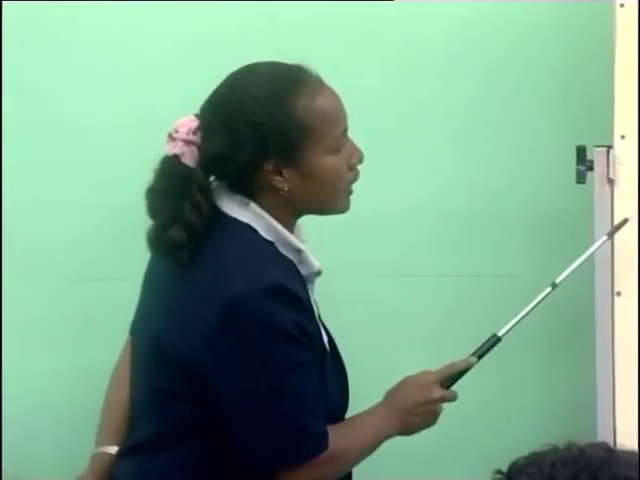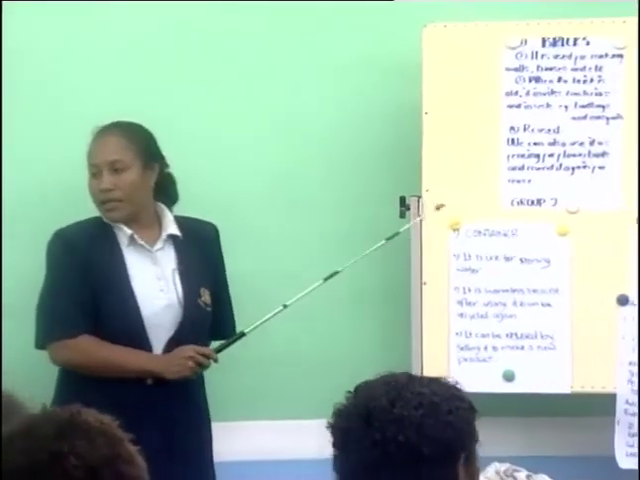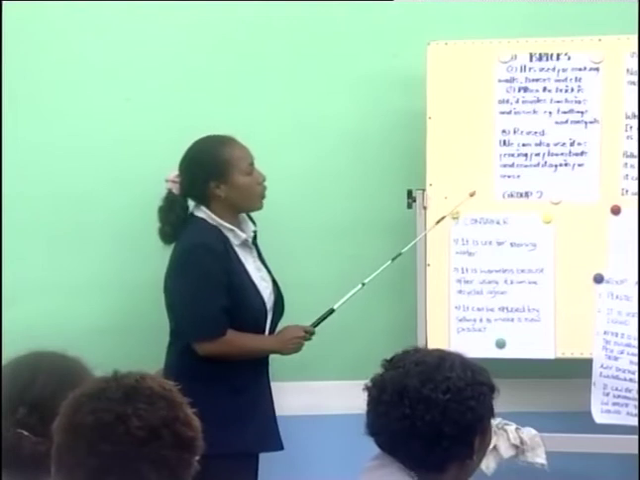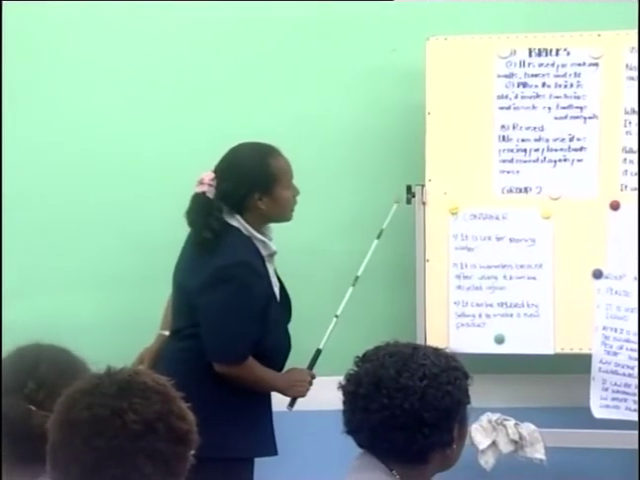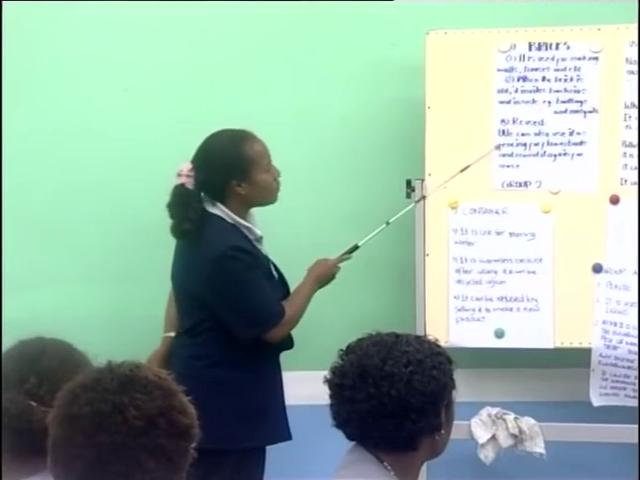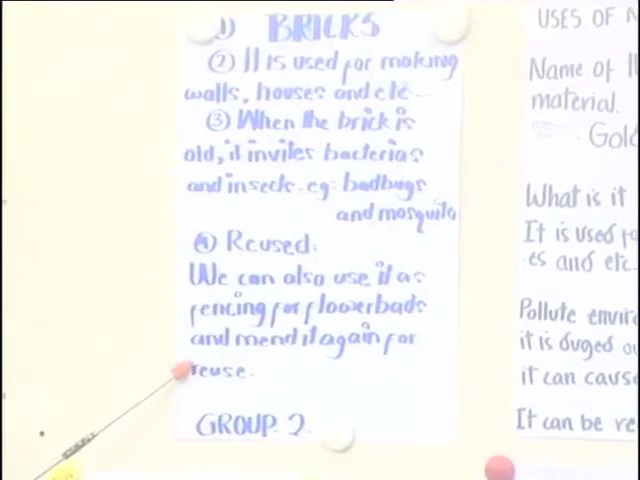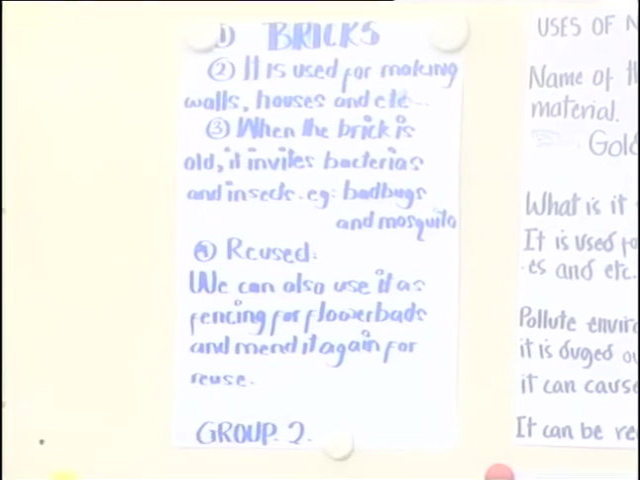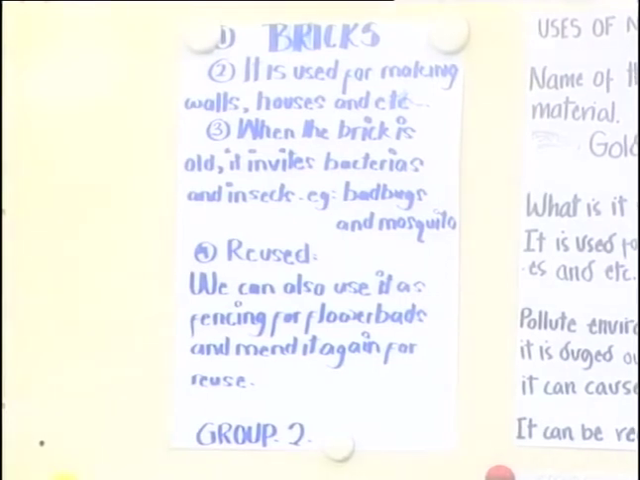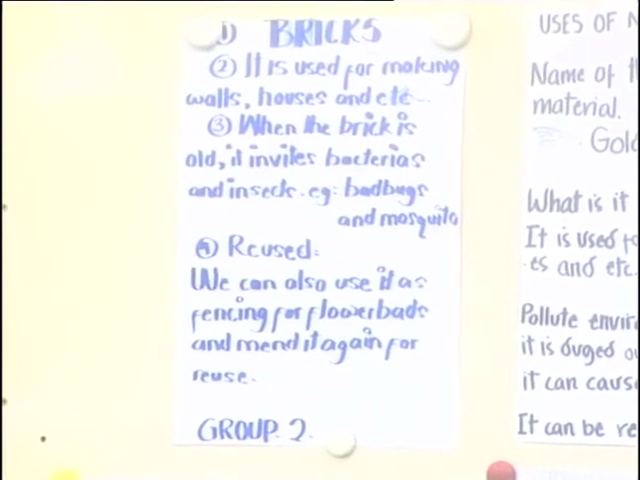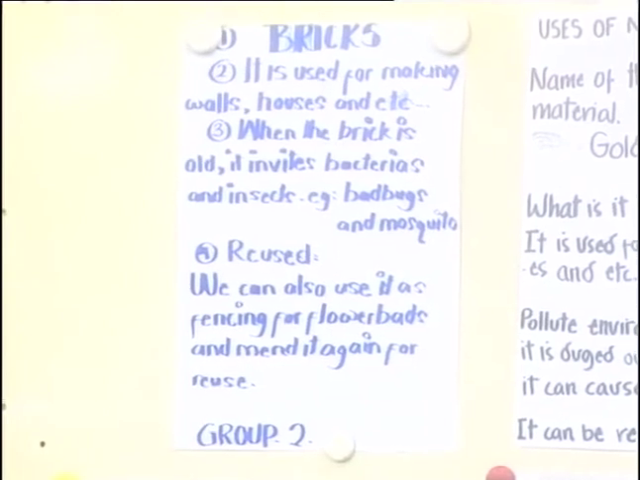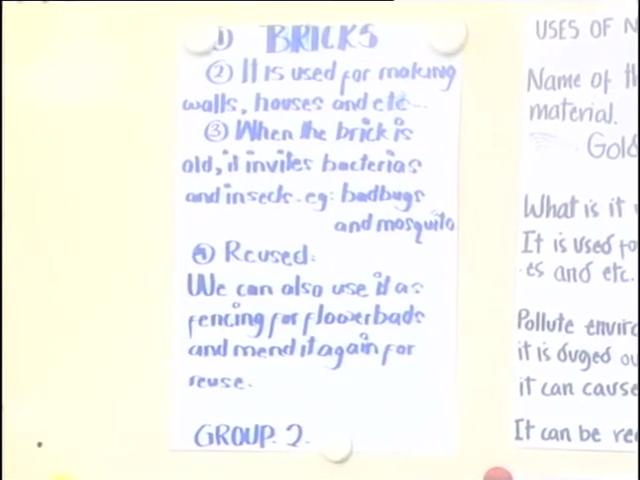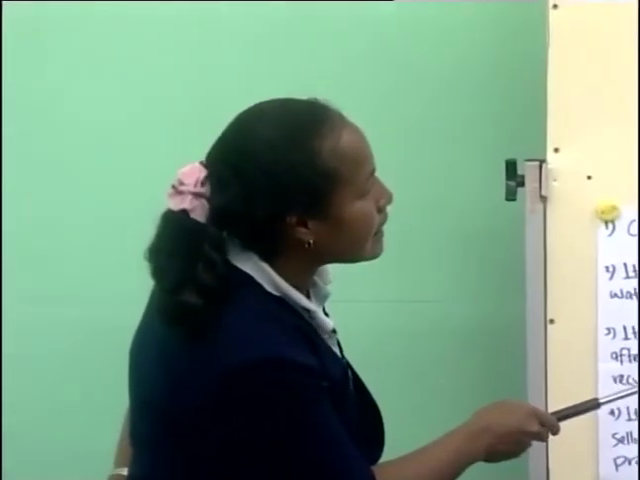Let's look at brick. How can it be reused, recycled, or reduced? So this group says it can be reduced by using it for fencing or flower beds, and you can mend it again for reuse. Okay, so if you happen to pull your house down, your brick house, you can use those bricks. Instead of leaving them lying around and spoiling the environment, build a fence out of those bricks. Okay, good.